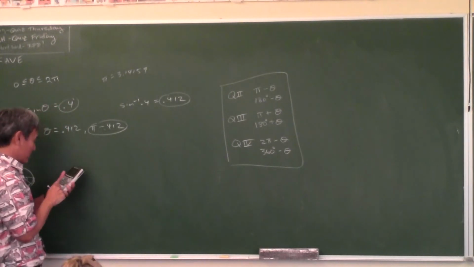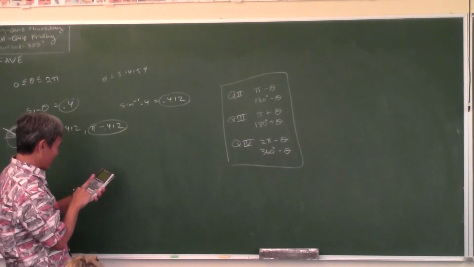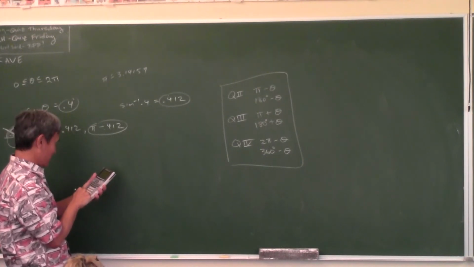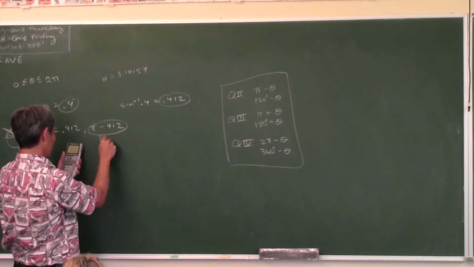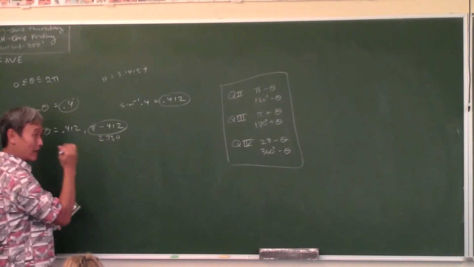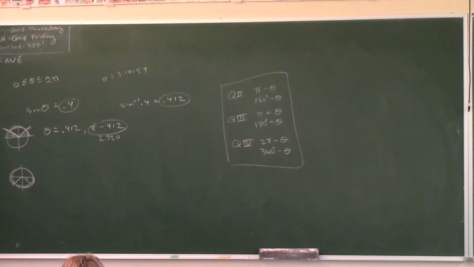Okay, that would be good enough. So 3.14159 minus 0.412, and you get 2.730, rounded off to 3 places. Those are your 2 answers.